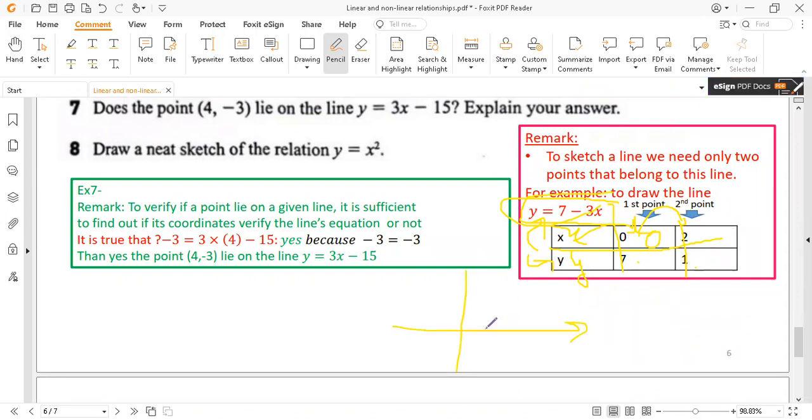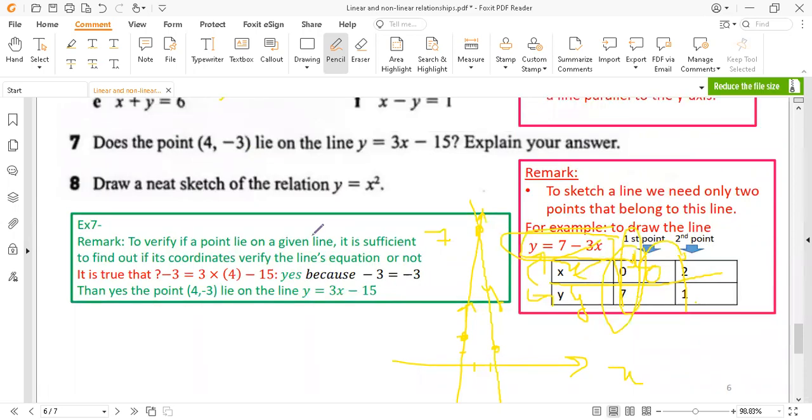So here is the y-axis, here the x-axis. Normally 0, 7 is the first particular point, approximately here. And 2, 1, x equal to 2, so y equal to 1, is the second point. So normally we draw a straight line joining these 2 points to obtain the line that we want.